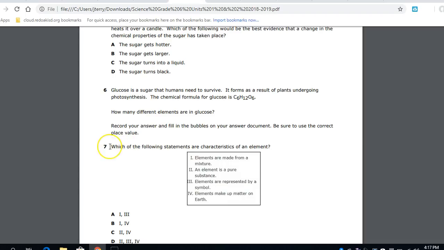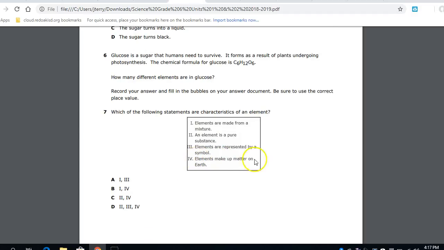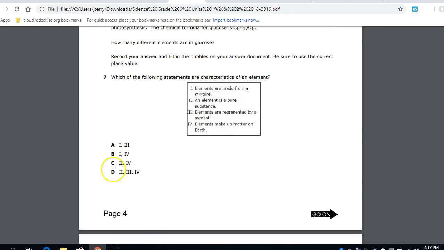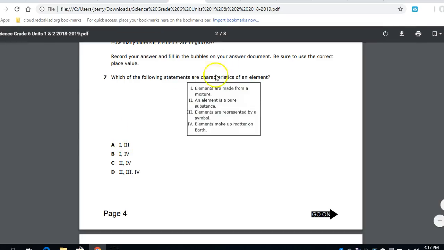Number 7. Which of the following statements are characteristics of an element? So we're looking for characteristics of an element. Number 1, elements are made from a mixture. Number 2, an element is a pure substance. Number 3, elements are represented by a symbol. Number 4, elements make up matter on Earth. So one of these correctly labels the characteristics of an element.